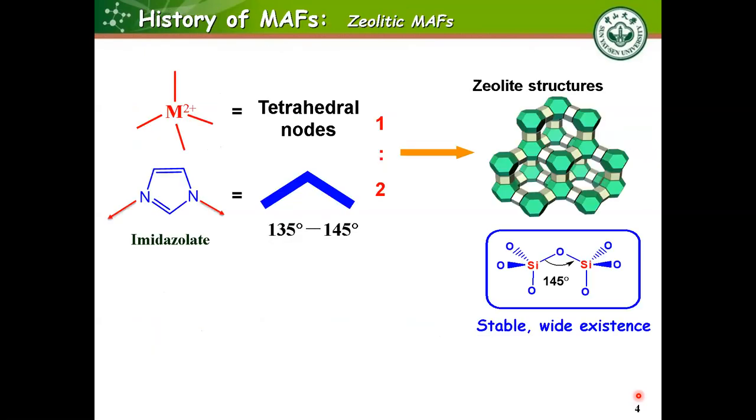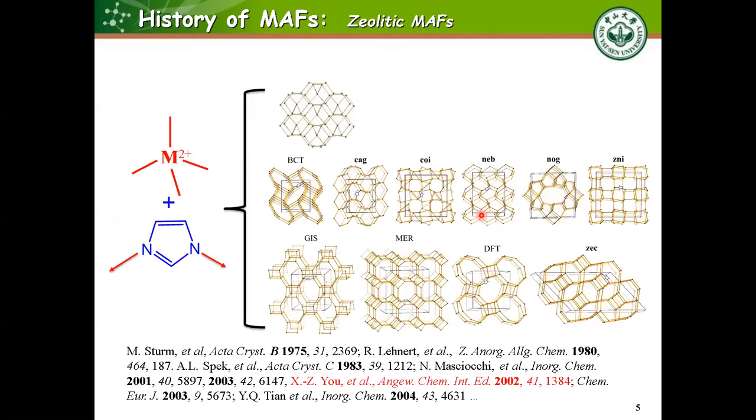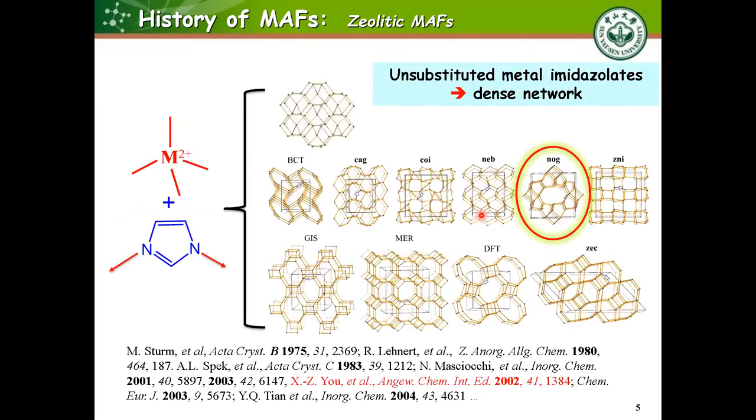For example, imidazolates can serve as a bent-bridging ligand, which is similar to the oxygen bridge in natural zeolites. In principle, such imidazolates can be expected to link tetrahedral metal ions into porous MAFs with zeolitic topologies. However, in the earlier literature, many divalent metal imidazolate coordination polymers were synthesized with the unsubstituted or prototype imidazole. They usually exhibit dense structures. Although some of them exhibit apparent pore structures, the framework usually collapses upon removal of guest molecules.